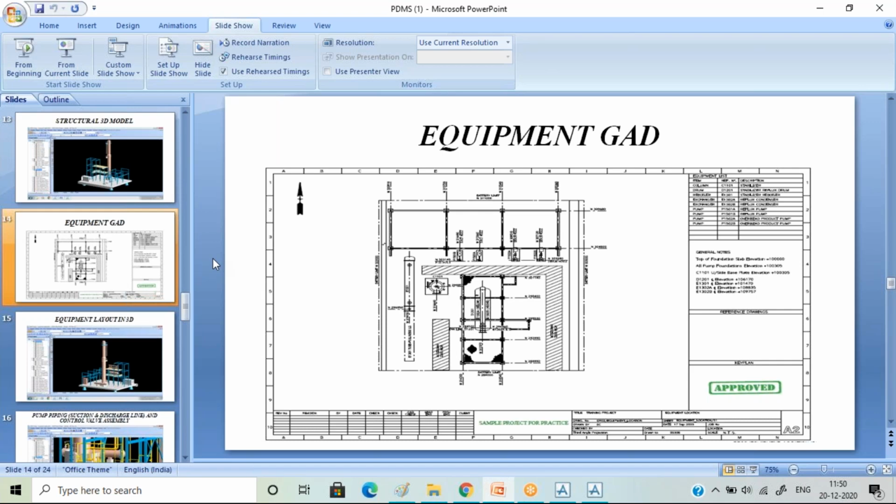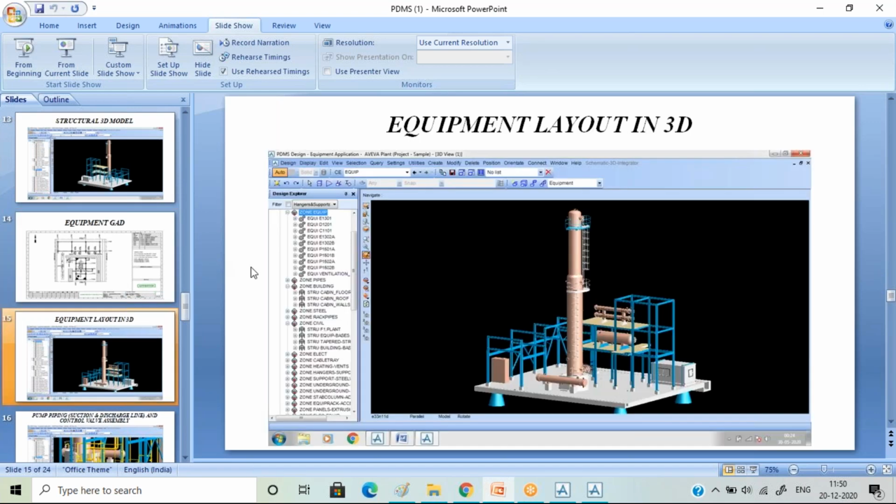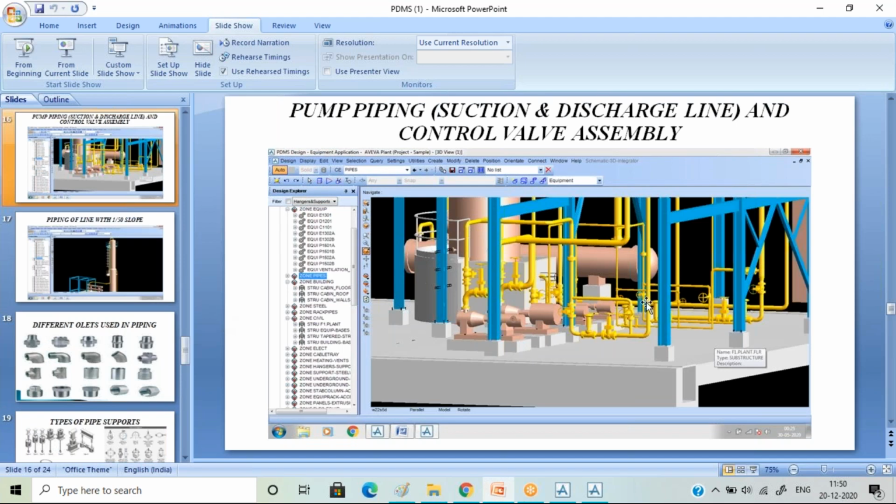This is your equipment layout. As per the equipment JD, your equipment has been placed over here. And this is the piping, the piping sections, like your control valve assembly over here, your pump suction, and the one I was talking about, one working plus one standby pump. This is your one working plus one standby pump.